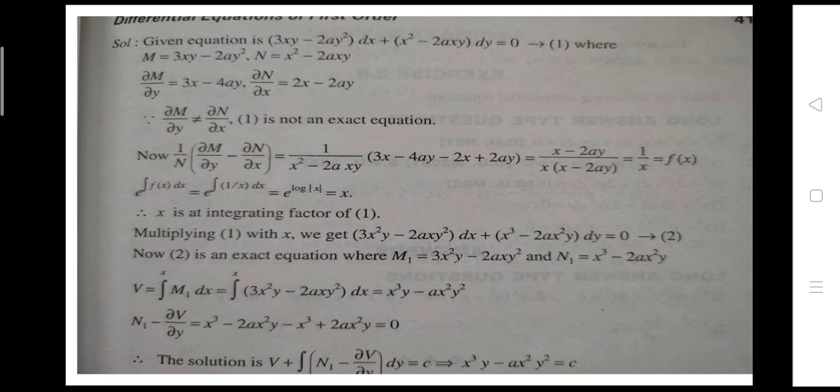Now substitute and also find n1 minus ∂v/∂y. Already n1 is there. Now differentiate v with respect to y, that is written as ∂v/∂y, and simplify: x² minus 2a x²y minus x³ plus 2a x²y is equal to 0. Therefore the solution is v plus the integral of (n1 minus ∂v/∂y) dy is equal to c. This implies we can write it as x³y minus a x²y² is equal to c. This is the solution of the given differential equation. Now continue to the next slide.